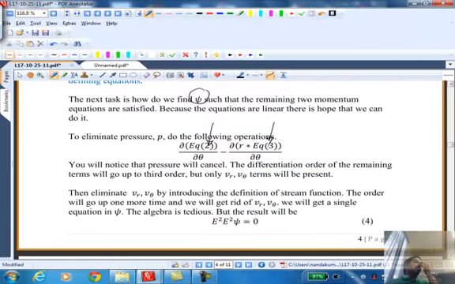And in Bird, Stewart and Lightfoot also, they don't show all the details because once you understand the process, you can work through the remaining part. So this is the step to eliminate the pressure. To eliminate the pressure, we take equation 2 with respect to theta, r times equation 3. Sorry, with respect to r. That's a mistake there.